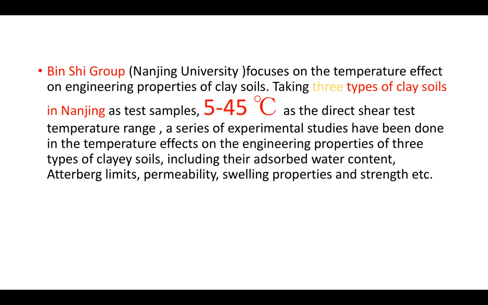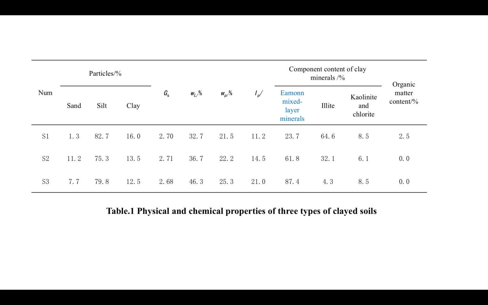A research group at Nanjing University focused on the temperature effect on engineering properties of clay soil. Three types of clay in Nanjing were taken as test samples, with 5 to 45 degrees as the test temperature range. A series of experiments were done on the temperature effects on the engineering properties of the three types of clay soils, including the water content, swelling properties, and strength.